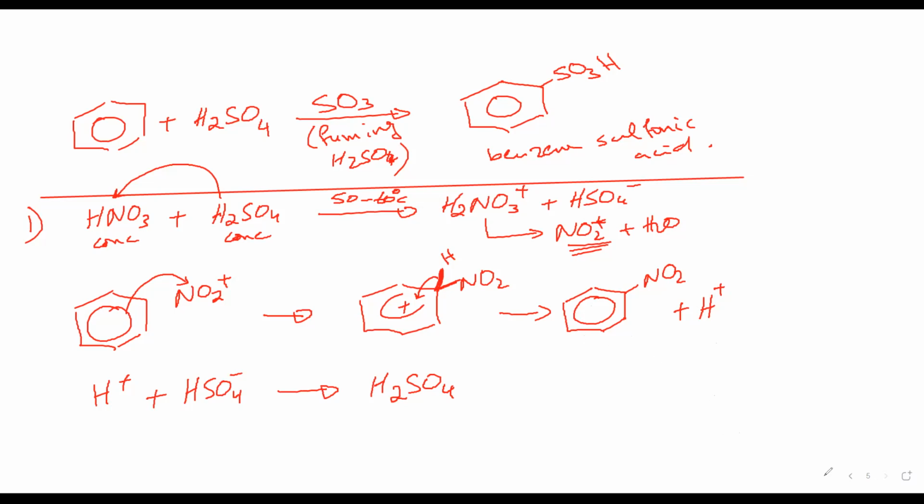Okay, Abdullah said yes, he wants me to go through the rest of the reactions. So number 2, we have to add a halogen. And so the first step here is that the chlorine or the bromine, whatever we want to add to the benzene ring, reacts with the halogen carrier. We call this a halogen carrier or the catalyst, which is the aluminum chloride.